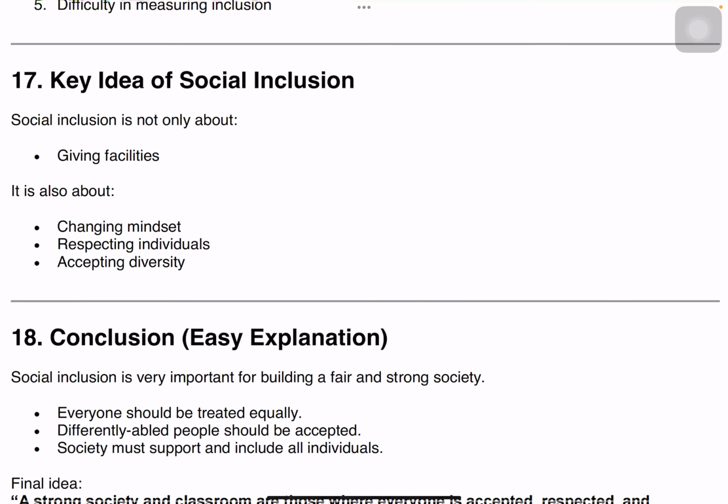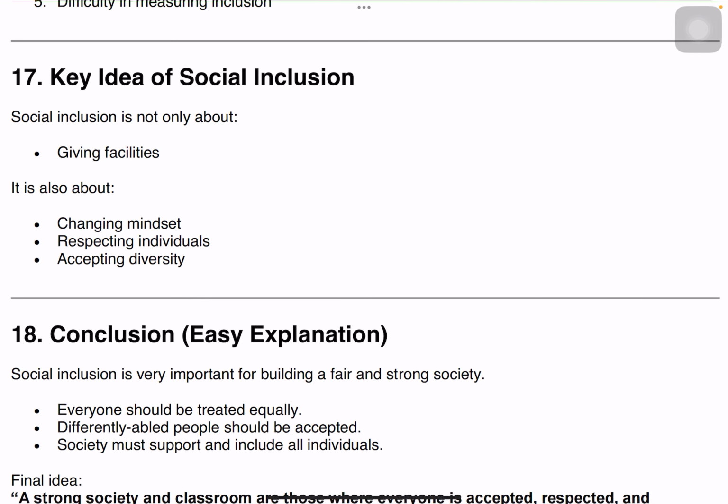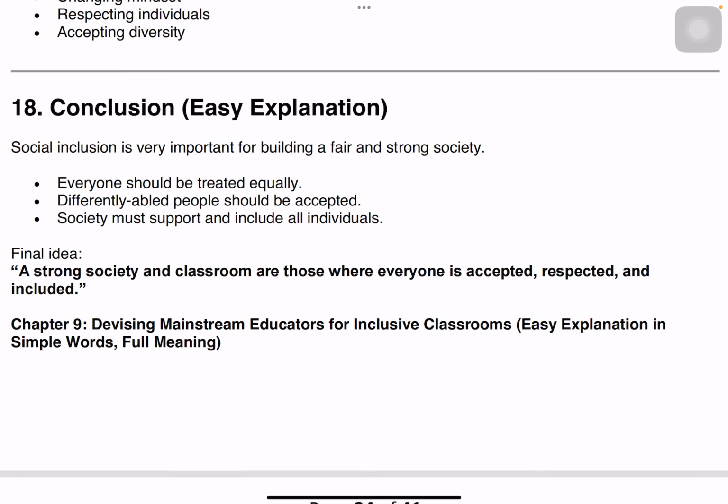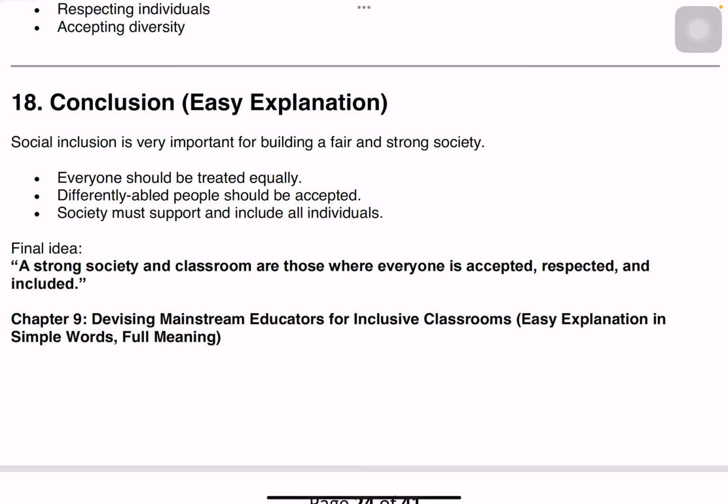Key ideas of social inclusion: social inclusion is not only about giving facilities, it is also about changing mindset, respecting individuals, accepting diversity. Conclusion: social inclusion is very important for building a fair and strong society. Everyone should be treated equally. Differently abled people should be accepted. Society must support and include all individuals. Final idea: a strong society and classroom are those where everyone is accepted, respected and included.